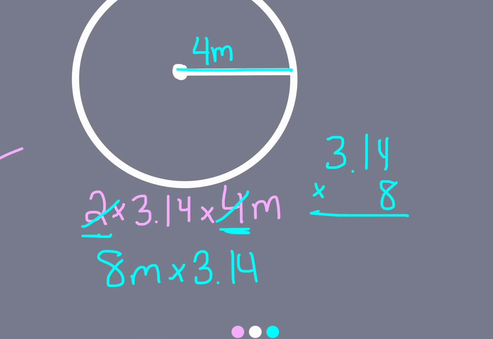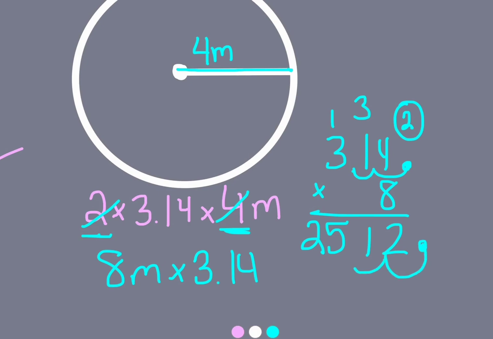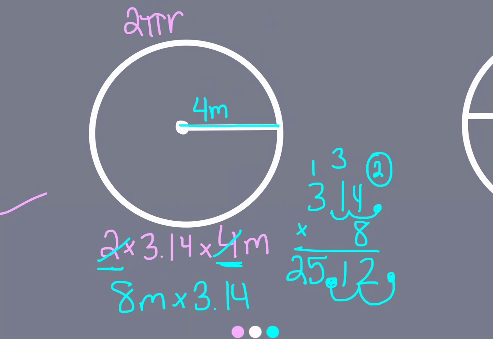Remember, to multiply, you jump the decimals out the way. You count the jumps. 8 times 4 is 32. 8 times 1 is 8, plus 3 is 11. 8 times 3 is 24, plus 1 is 25. And I jump my decimal back 2 places. So if I was a fencing company, it would take me 25.12 meters worth of fencing to go around the whole circle.